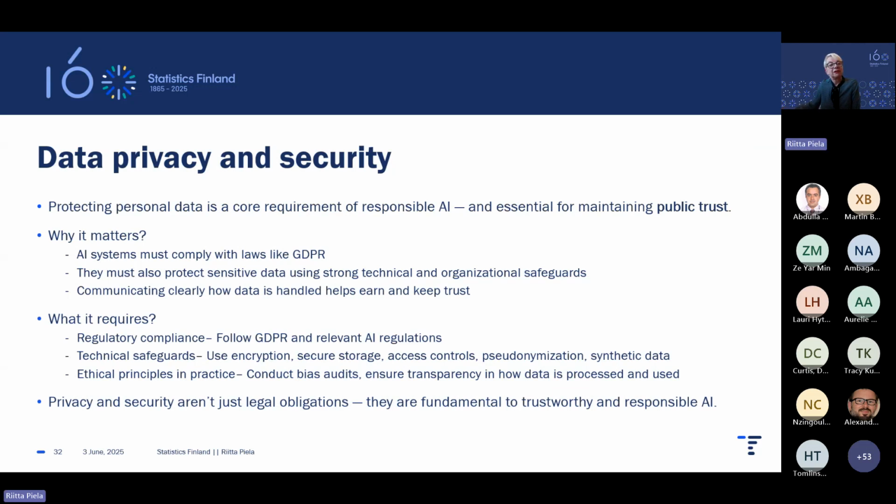It requires regulatory compliance and technical safeguards like encryption, secure storage, access control, pseudonymization, synthetic data, and so on. Ethical principles in practice means conducting bias audits and ensuring transparency in how the data is processed and used. So privacy and security are not just legal obligations. They are fundamental to trustworthy and responsible AI. And again, they are fundamental for statistical offices to maintain public trust.